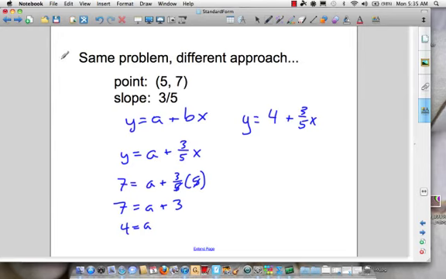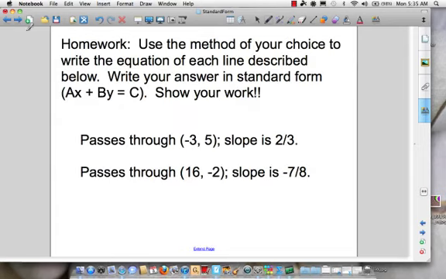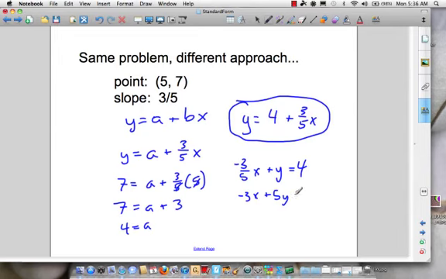Let's see. Going back. I got 3/5 x plus 4. I wrote it in the opposite order, but same thing. And again, just a quick review, how to put that in standard form. Bring the x term over to the same side as the y. Multiply everything by 5. And then multiply everything by negative 1. Okay, that's a repeat of what I did, but repetition is often useful.